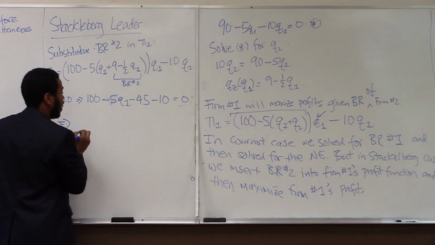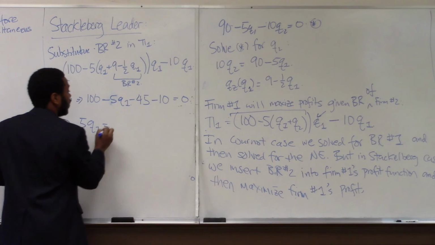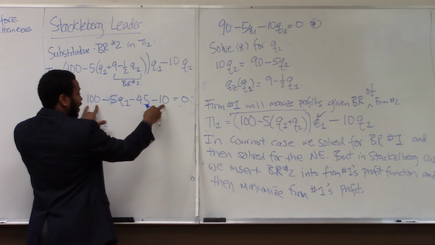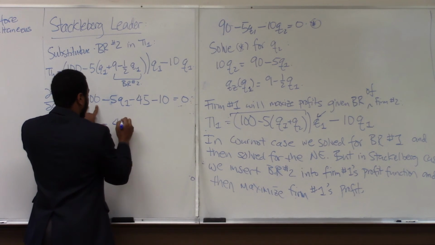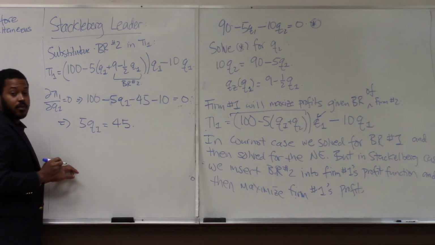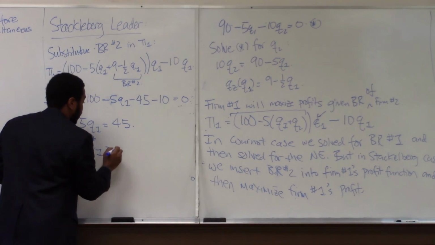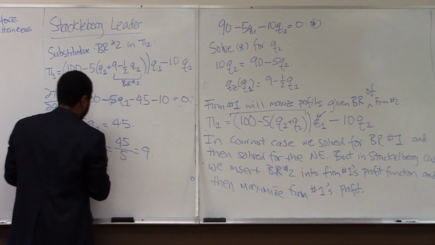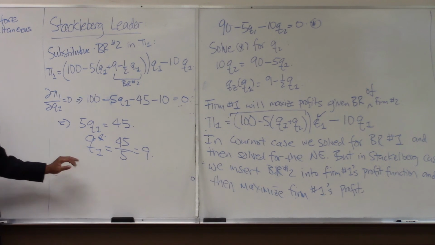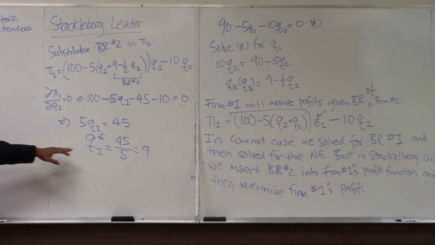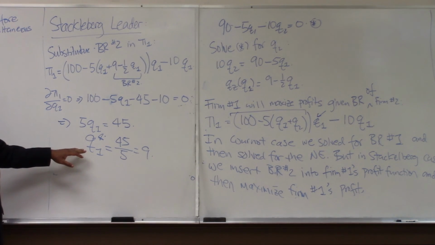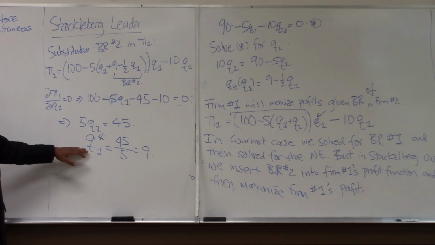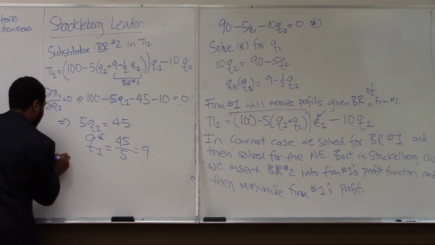So that's going to imply that 5 Q1 is equal to 100 minus 45 minus 10, which is just going to give us 45. And so Q1 is going to be equal to 45 over 5, which is equal to 9. Did everybody follow the steps that we used to get here? Who did not follow the steps? Don't be shy, I can explain them. Raise your hand if you understand. If you don't, raise your hand. Okay, great. So this is Q1. How do we find Q2 star?